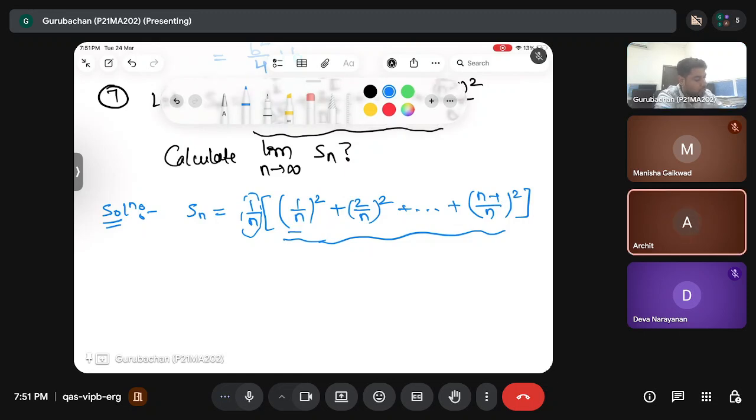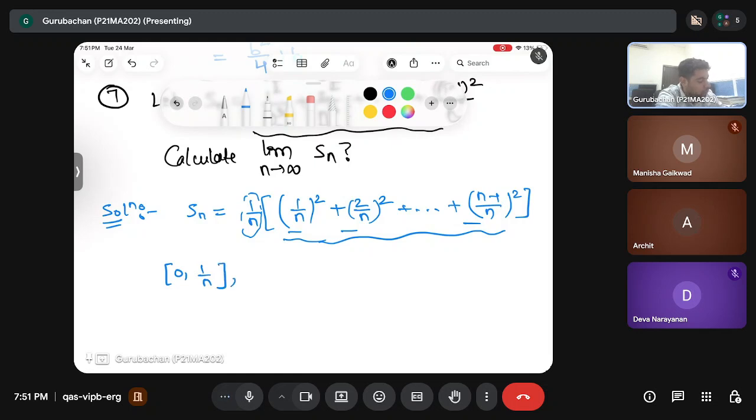Yes, sir. This is your functional value. So if you will take the intervals, observe that 0 to 1 by n, 1 by n to 2 by n, and so on, n minus 1 by n to n. Observe here n minus 1 by n. So they are taking the left point only.